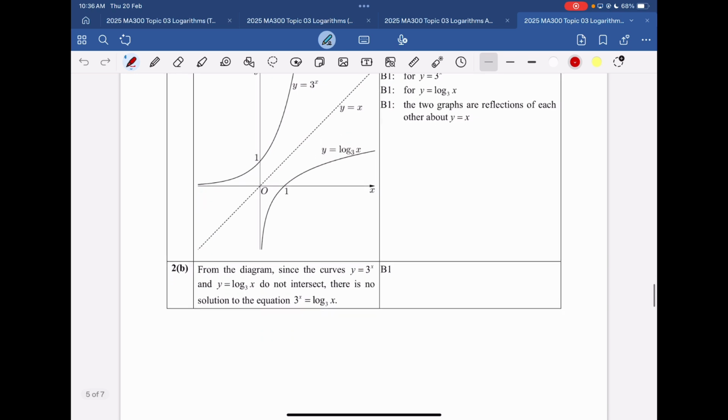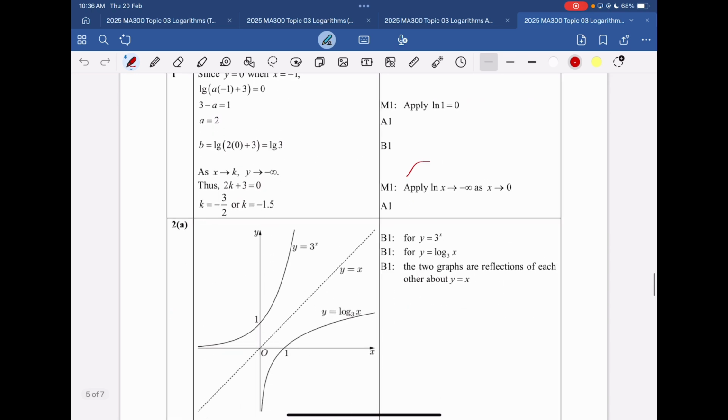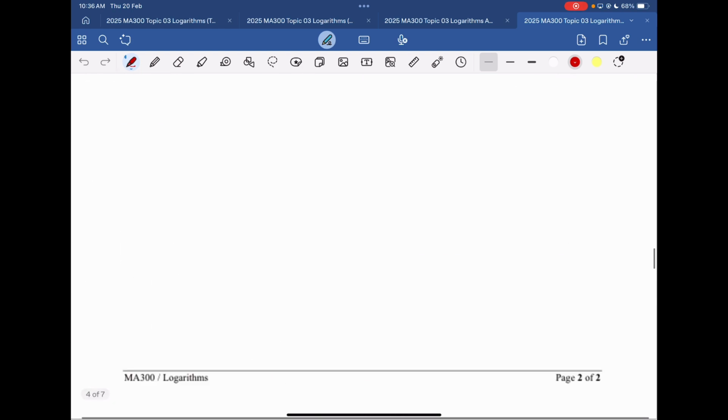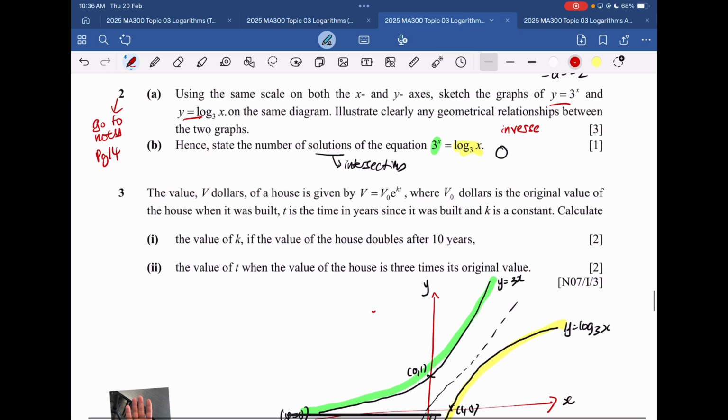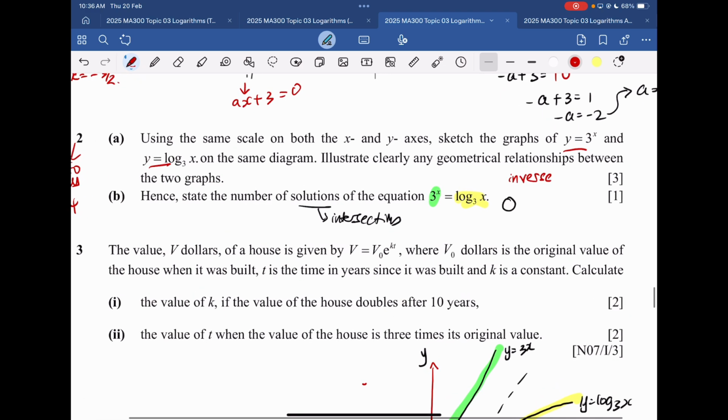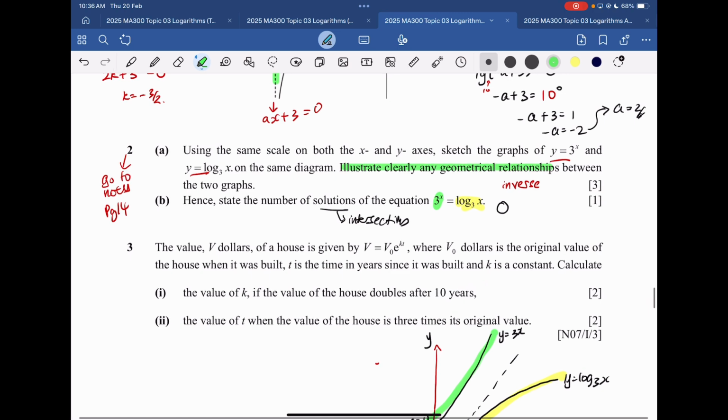No need. Did they ask? Yes, you need to say. Illustrate. Illustrate, not write out. Illustrate. No need. Okay. Is it okay?